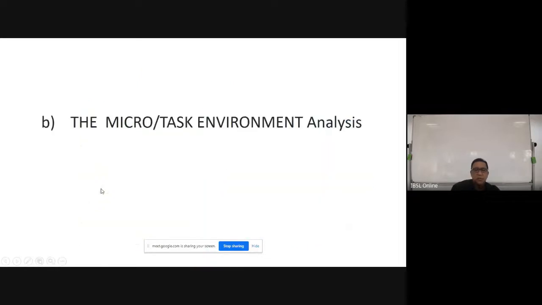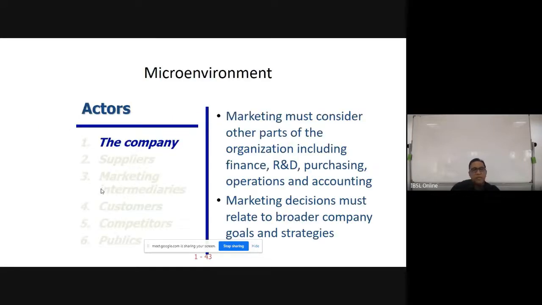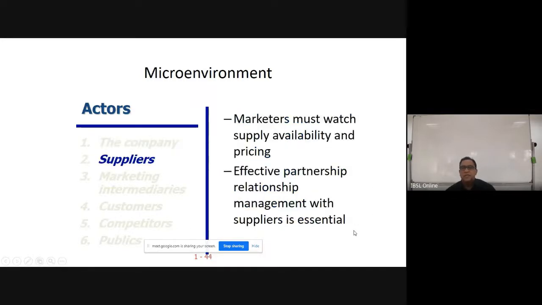So then let's get to the other environment, which is called micro. The micro environment consists of the company. Marketing must consider other parts of the organization, including finance, R&D, purchasing, operations, and accounting. Marketing decisions must relate to broader company goals and strategies. Suppliers: marketers must watch supply availability and pricing. Effective partnership relationship management with suppliers is essential.